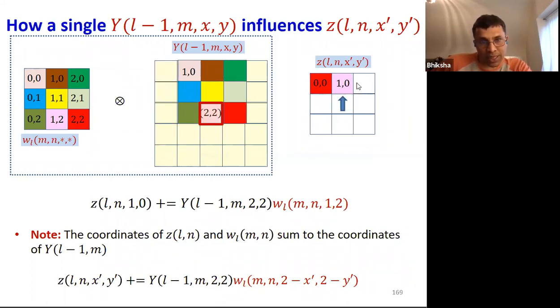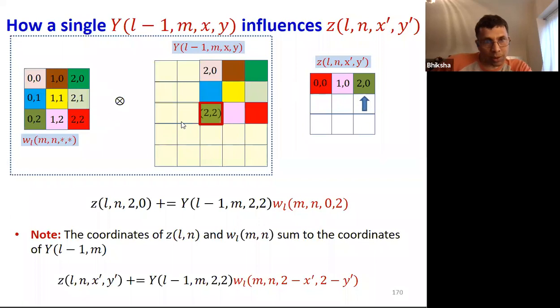Now, if I'm considering Z10, this entire filter has slid one forward. And so now on the 2-2 element of Y, you are placing the 1-2 element of the filter, as you can see from the color. And so Y22 multiplies W12 to give you the 10 element of Z. Also, if I want to compute the 20 element of Z, Y22 multiplies W02. So Y22 multiplies W02 to compute Z20. And so I can continue this computation.